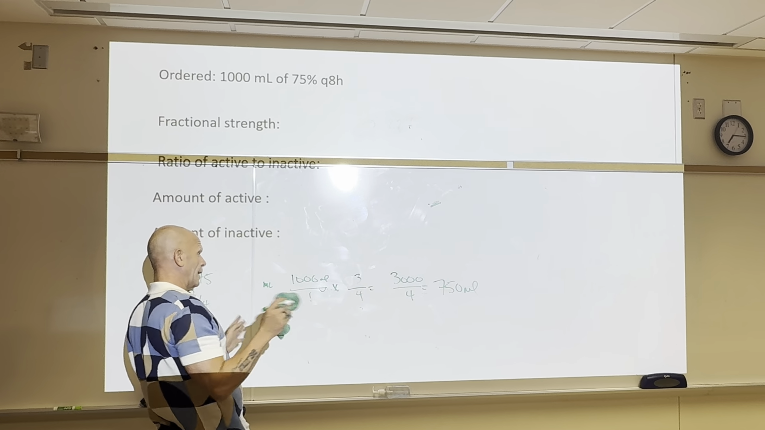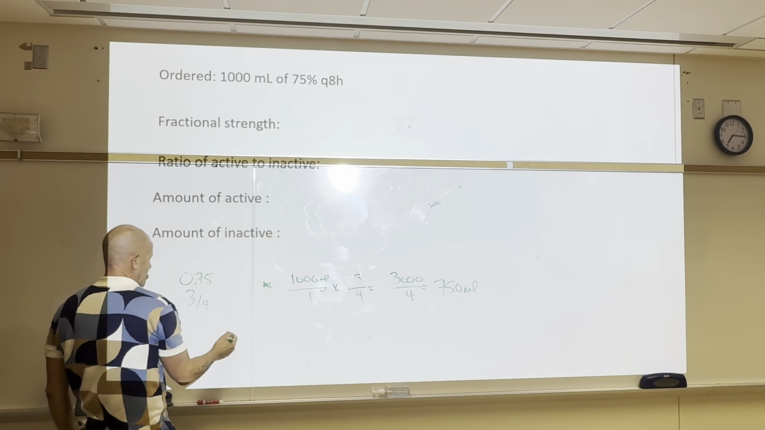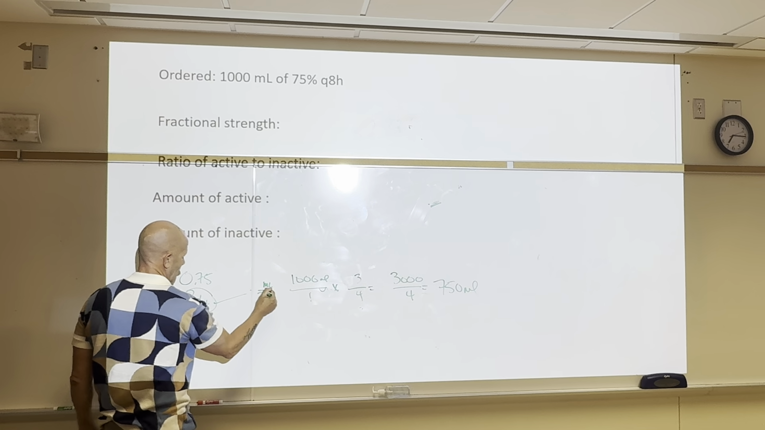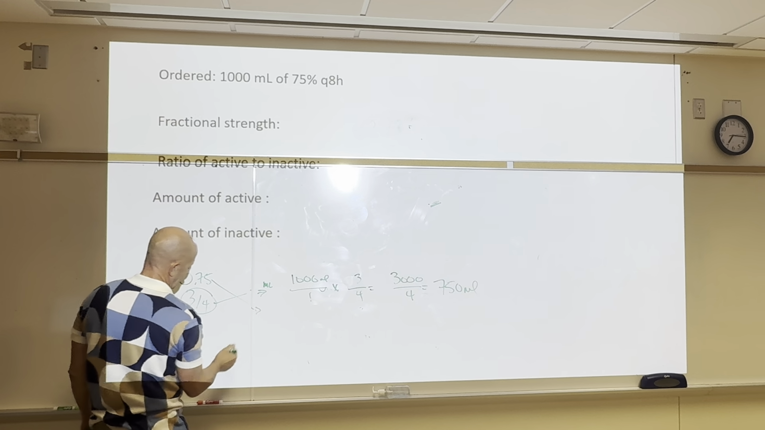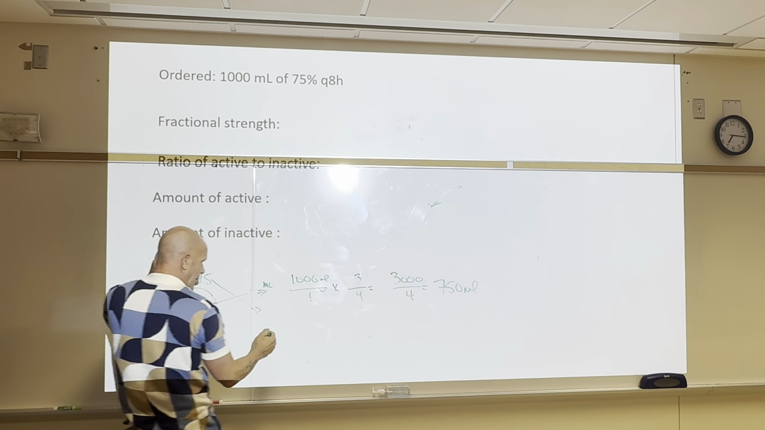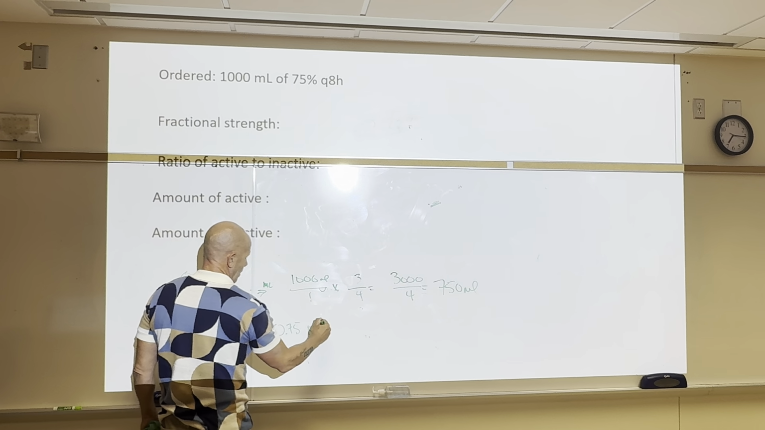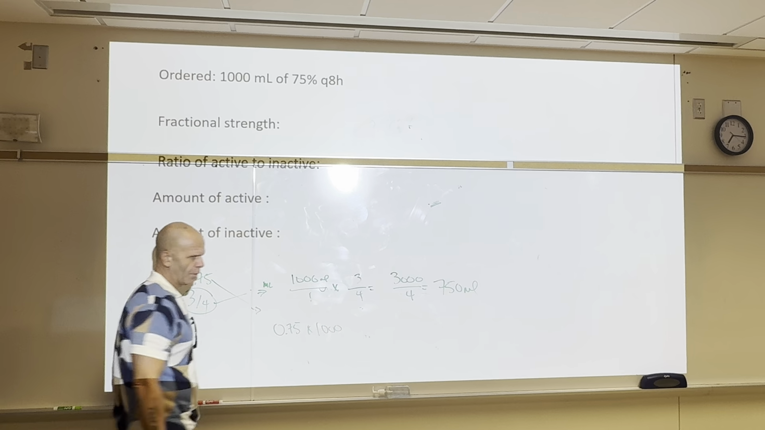Now, the other way you can do it is this way. We're using the fraction on this one, okay? We're going to use the decimal on this one. So this one we have 0.75, so we're going to do 0.75 times 1,000 gives you what?